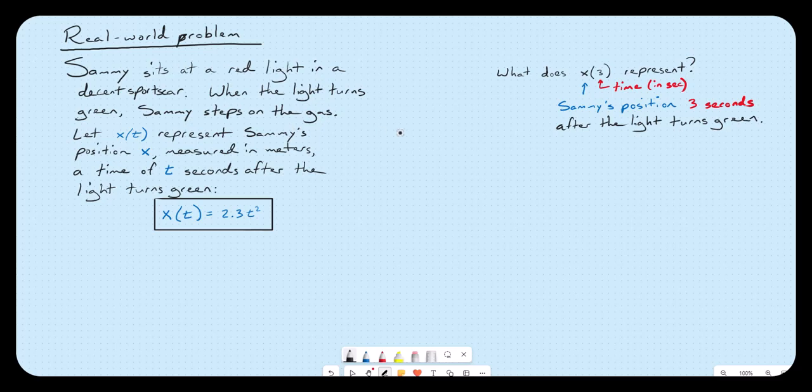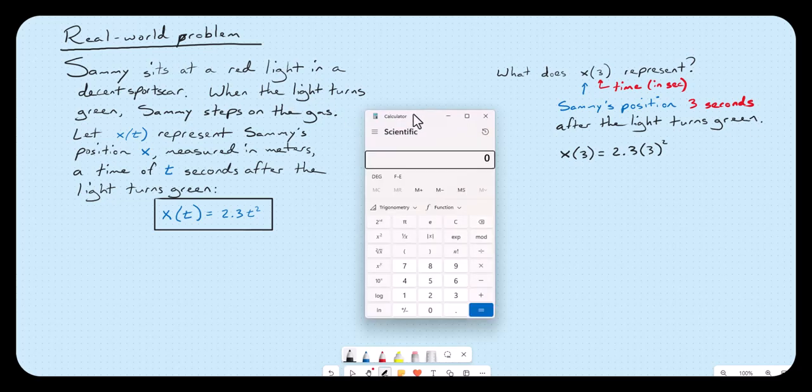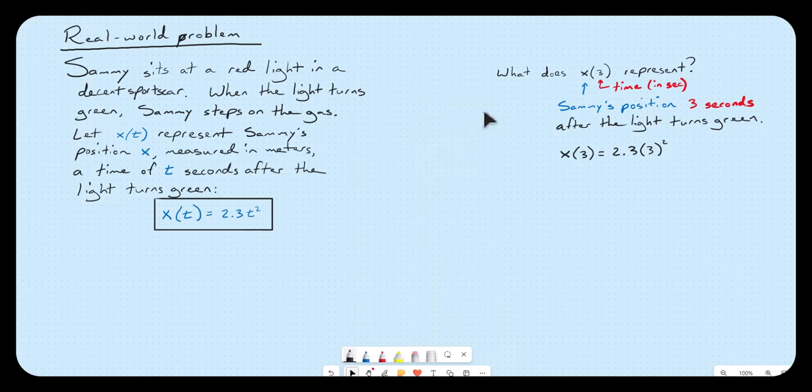Now I could ask something, and to find what this is, I'm just going to say x of 3 equals 2.3 times 3 squared. 3 squared is 9, so 2.3 times 9. So 2.3 times 9 gives me 20.7. X is measured in meters, so this is 20.7 meters.